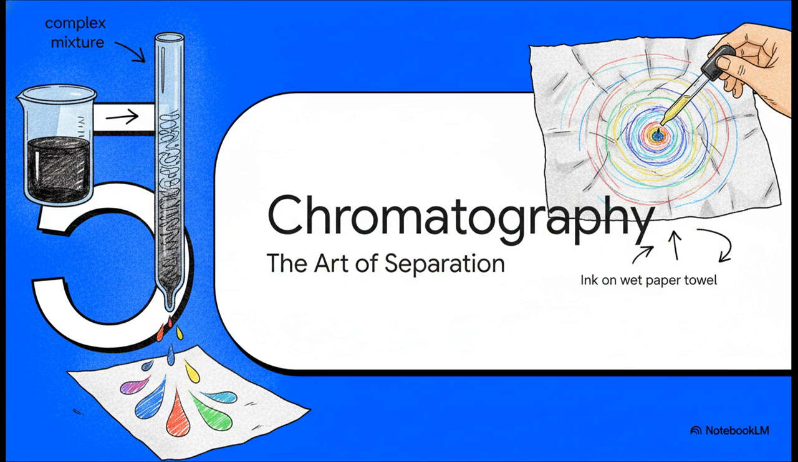Okay, but what happens if your sample isn't just one pure thing? What if it's a complex, messy mixture of stuff? Well, you can't really analyze it until you pull all the components apart. And that's where chromatography comes in. A great way to think about it is like putting a drop of ink on a wet paper towel and watching all the different colors spread out. It is truly the art of separation.